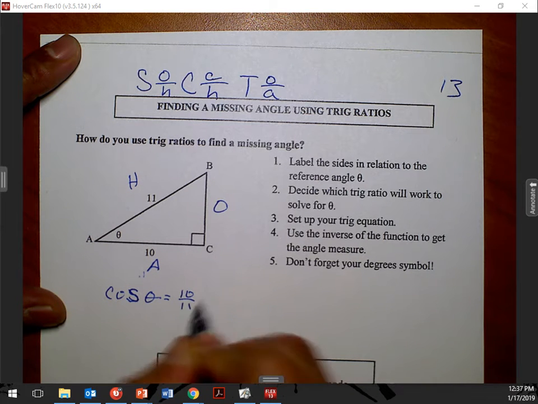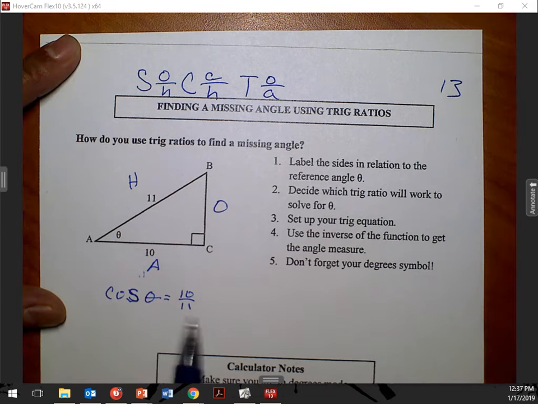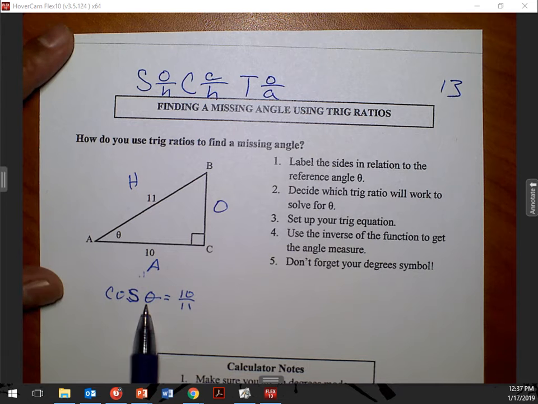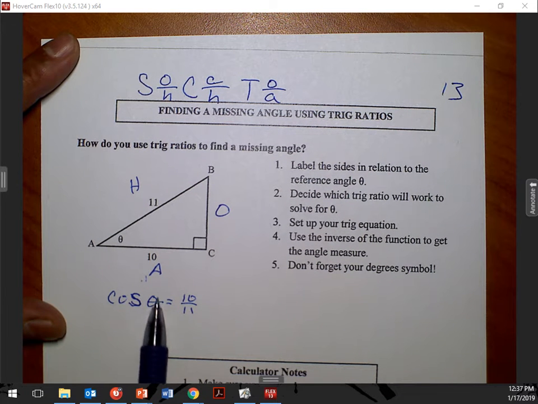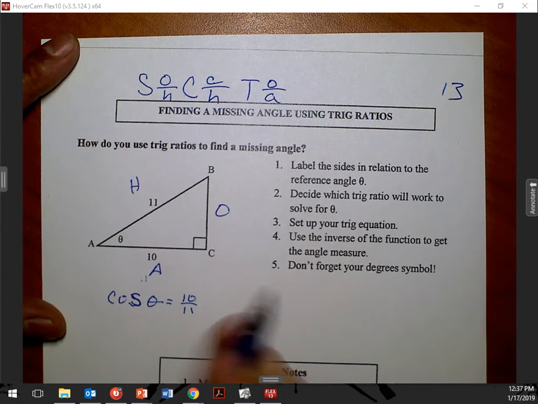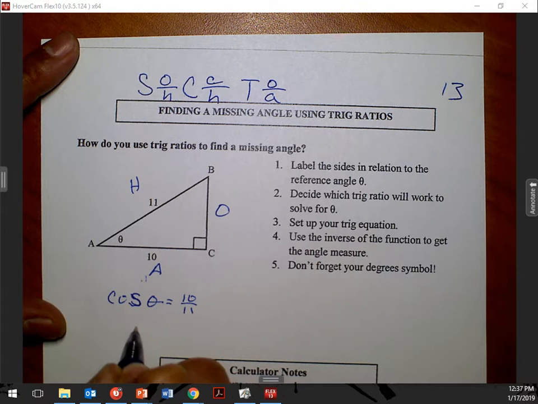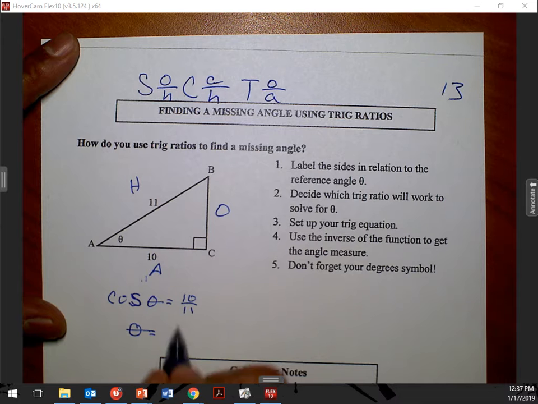10 over 11. Okay, I'm setting it up the same way I did yesterday. But this time my variable is over here. Now the next step we're going to do is to get my theta by itself, and it's a special thing called doing the inverse. When I do the inverse of something, I'm going to take this right here and replace it with this. I'm going to switch these two. So now it's going to be theta equals inverse cosine of 10 over 11.